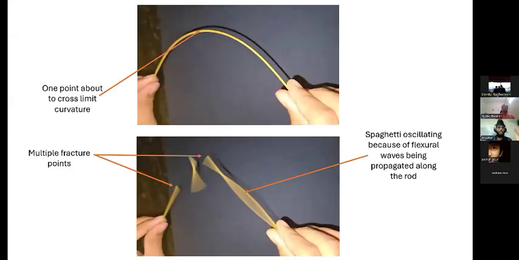Now, this is an actual experiment. This is a qualitative experiment that I've done that explains this phenomenon. As you can see in this frame by frame capture of a video, as one point is about to cross the limit curvature of the spaghetti, the second it breaks, it causes multiple fracture points, and the spaghetti ends up breaking into 3 pieces rather than 2. Also, after it breaks, the spaghetti is oscillating back and forth, and this proves the flexural waves that I was talking about being propagated down the rod.